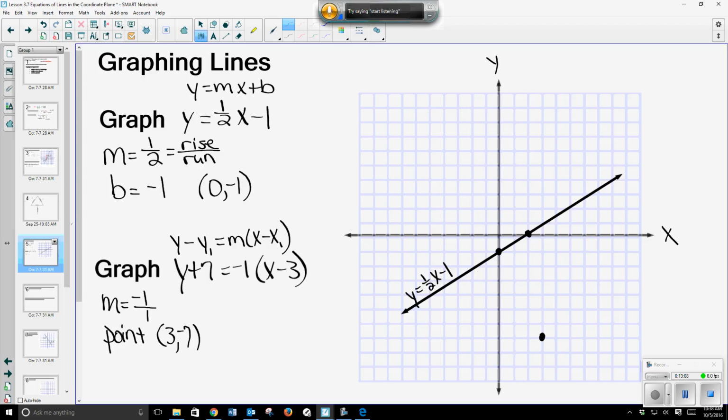From that point, I use slope, -1 over 1, that's rise over run. Normally you think you go up for rise, but whenever it's negative, you're going to go in the opposite direction. So instead of going up, we're going down. From this point, we go down 1, and then we run 1. I always put my negative with the numerator, and so the run part's always going to be in the positive direction.